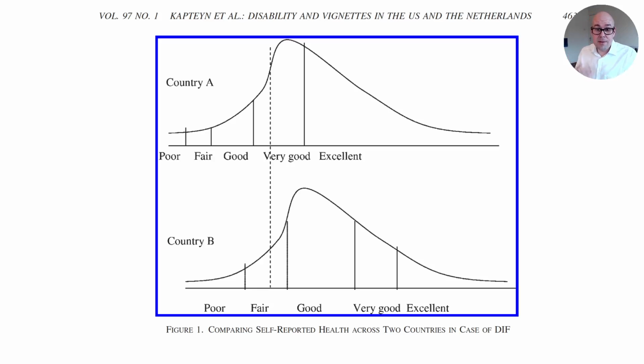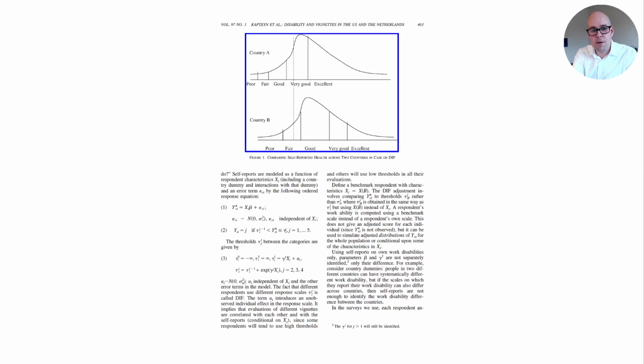Yet, as you can also see, and as I said, the distribution of underlying health is actually to the right in country B. So in the data, it looks like people in country A are more healthy, but in fact, it's the case that people in country B are more healthy. It's just that they have a different way of reporting about their health, and for that reason, one might draw the wrong conclusions if one were to look at only those reports.